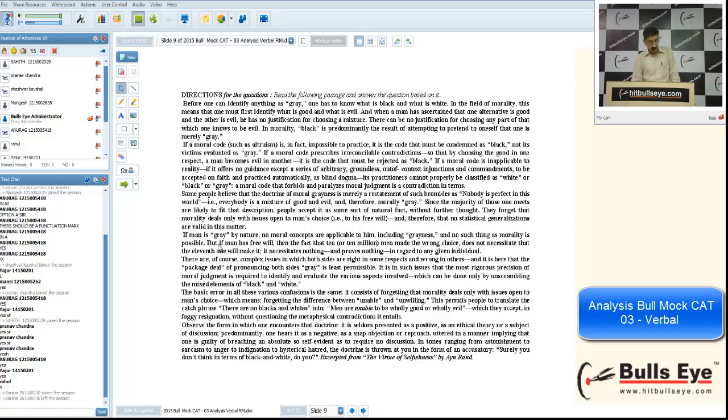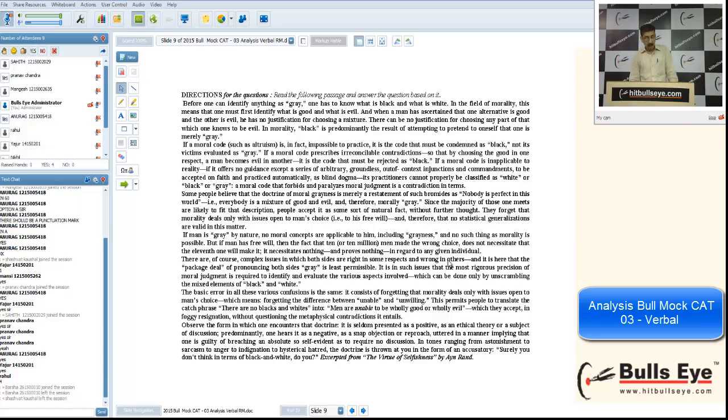This paragraph is very important. But if a man has free will, then the fact that tens of millions of men made wrong choices does not necessitate that the eleventh one make it. It says nothing, it proves nothing in regard to an individual. So if everybody is saying that we are not perfect and everything is gray in this world, it is not that you should also come up with the same explanation that gray is an accepted code. The moral of the story is that the author is not at all in favor of grayness in life or in morality.